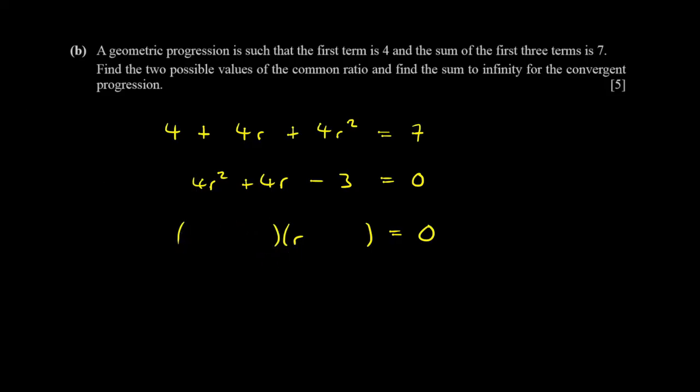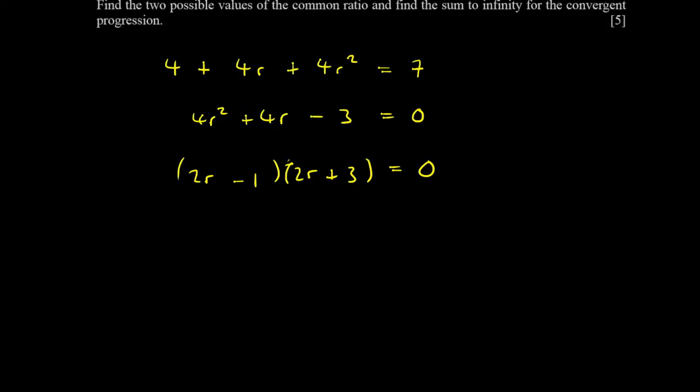So let's try 2r and 2r. So 2r, 2r, 3 and 1. So plus 3 minus 1, I think that would work, because if I do that, negative 1 times positive 3 is negative 3. 2r times 3 is 6r. Negative 1 times 2r is negative 2r, so 6r minus 2r is 4r. Okay, so that works. So I would get 2 possible values for r, which would be r is equal to a half, and r is equal to negative 3 upon 2. Okay, so that's the first part.